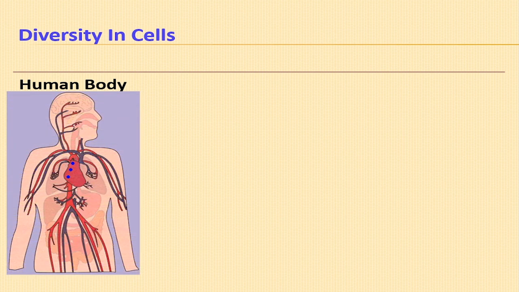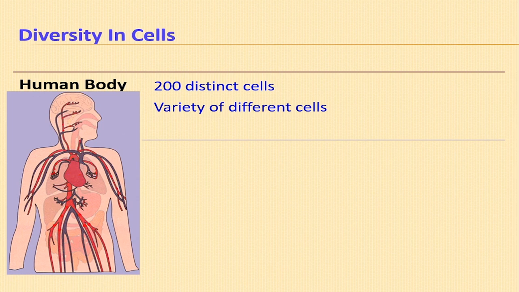So, diversity in the cells of the human body: you can see a variety of different cells because there is a variety of different tissues. In the first slide, we saw almost 8 to 9 different types of tissues in the human body, composing different organs which work together to produce a healthy human being. So how many different types of cells are present in the human body? There are almost 200 distinct types.